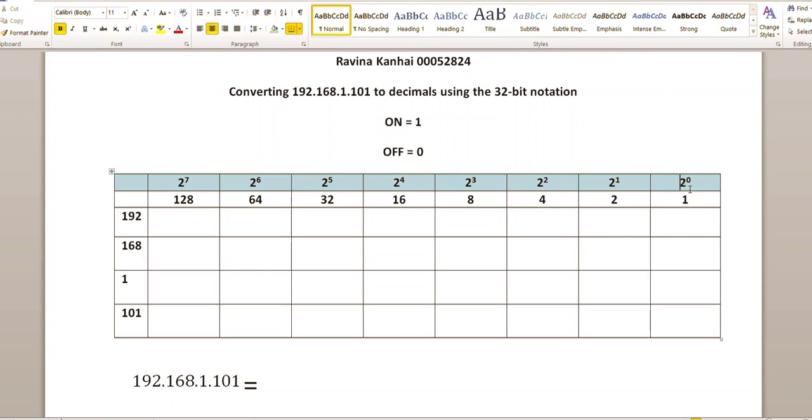So here 2 to the power of 0 gives us 1. Anything to the power of 0 is always 1. 2 to the power of 1 is 2. 2 to the power of 2 is 4. 2 to the power of 3 is 8. 2 to the power of 4 is 16. 2 to the power of 5 is 32. 2 to the power of 6 is 64. And 2 to the power of 7 is 128.